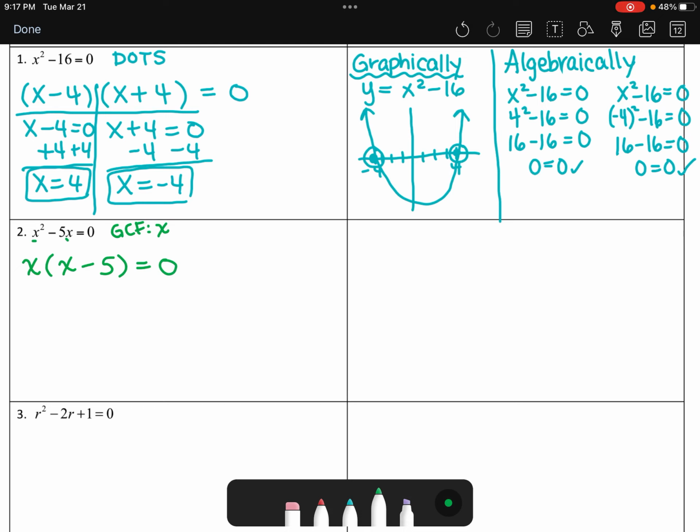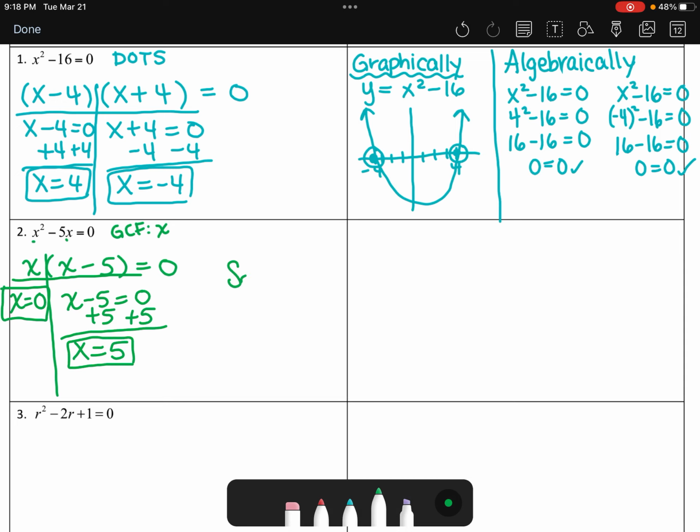Now we're going to split up my factors. Line down the middle. You could put a line across if you want. First factor, set it equal to 0. Second factor, set it equal to 0. Ooh, this is x equals 0 already. I'm done. That was nice. Add 5 to both sides here. X equals 5.